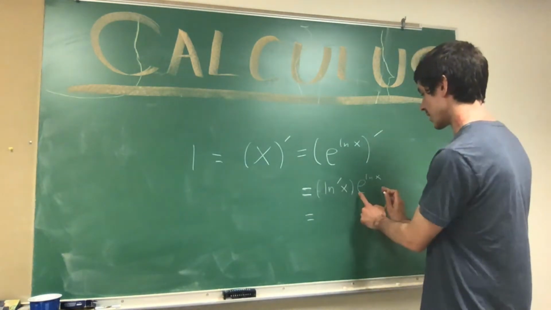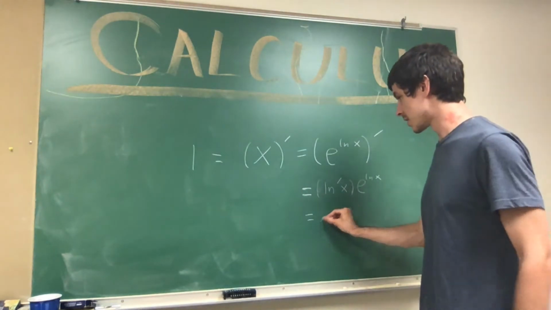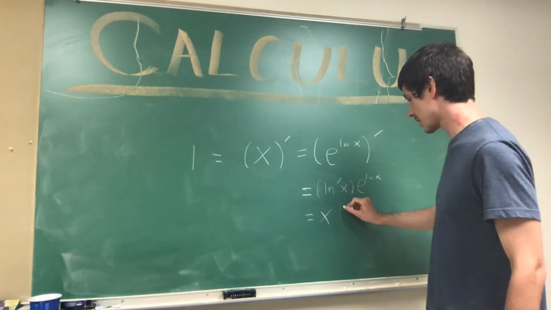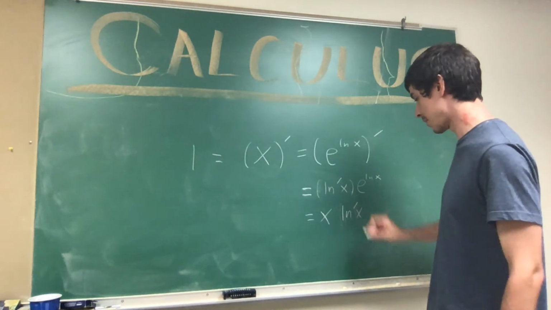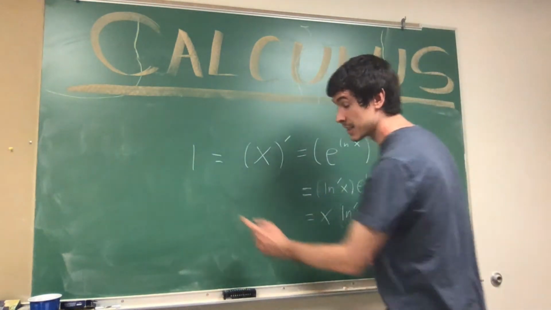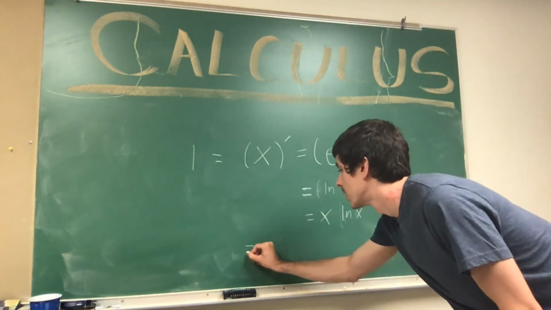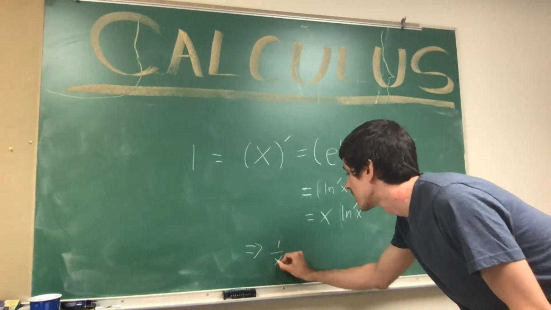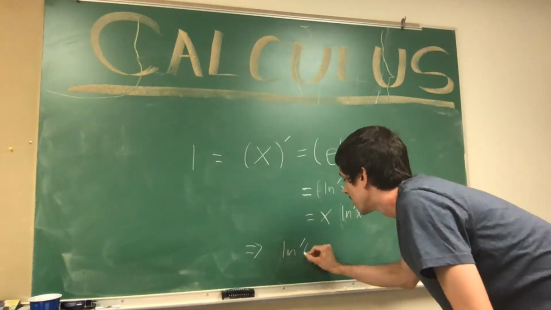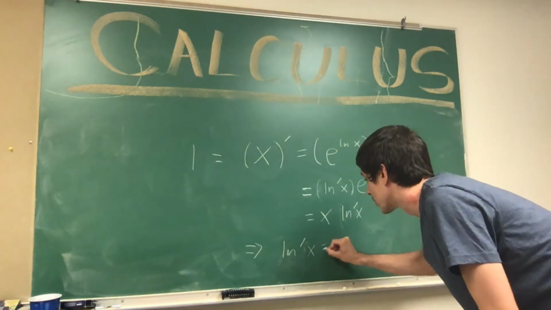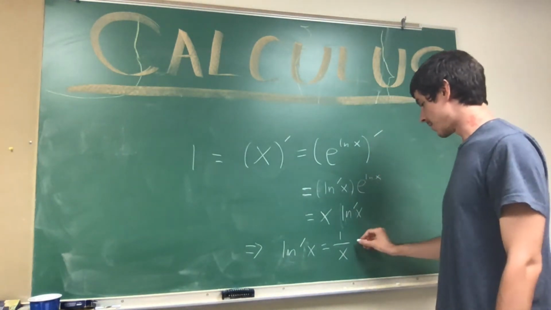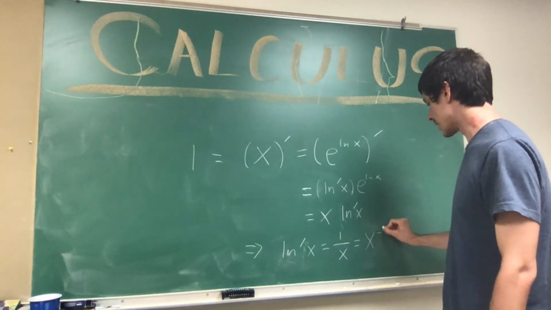This e to the ln x is just x. So this is going to be x times ln prime of x, the derivative of ln of x. And this shows, by dividing both sides of the equation by x, that 1 over x equals the derivative of ln of x, or we could write it the other way around, ln prime x equals 1 over x, which is quite interesting. And you could also write this as x to the minus 1.